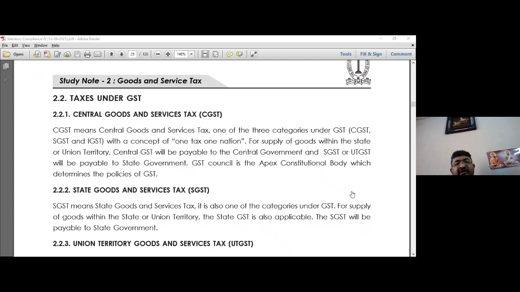Once you issue a credit note, you ensure that your recipient also reverses the credit. For example, I sold 10 units. Out of that, 2 units have been returned. Once I receive the 2 units as sales return, I will issue a credit note, and I also need to ensure that my recipient reverses the input tax credit for those 2 units. Clarity is there?